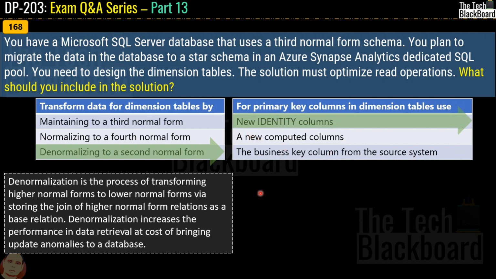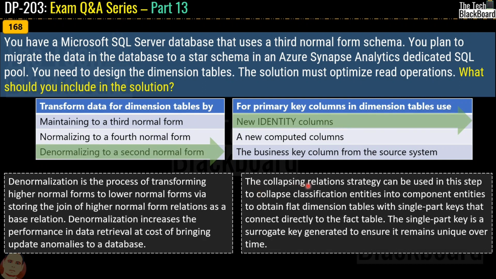And to understand the identity column, the collapsing relation strategy can be used in this step to collapse classification entities into component entities to obtain flat dimension tables with single part keys that connect directly to the fact table. The single part key is a surrogate key generated to ensure that it remains unique over time. So basically, friends, identity columns are mostly auto-generated and act as a mechanism to uniquely identify each record.